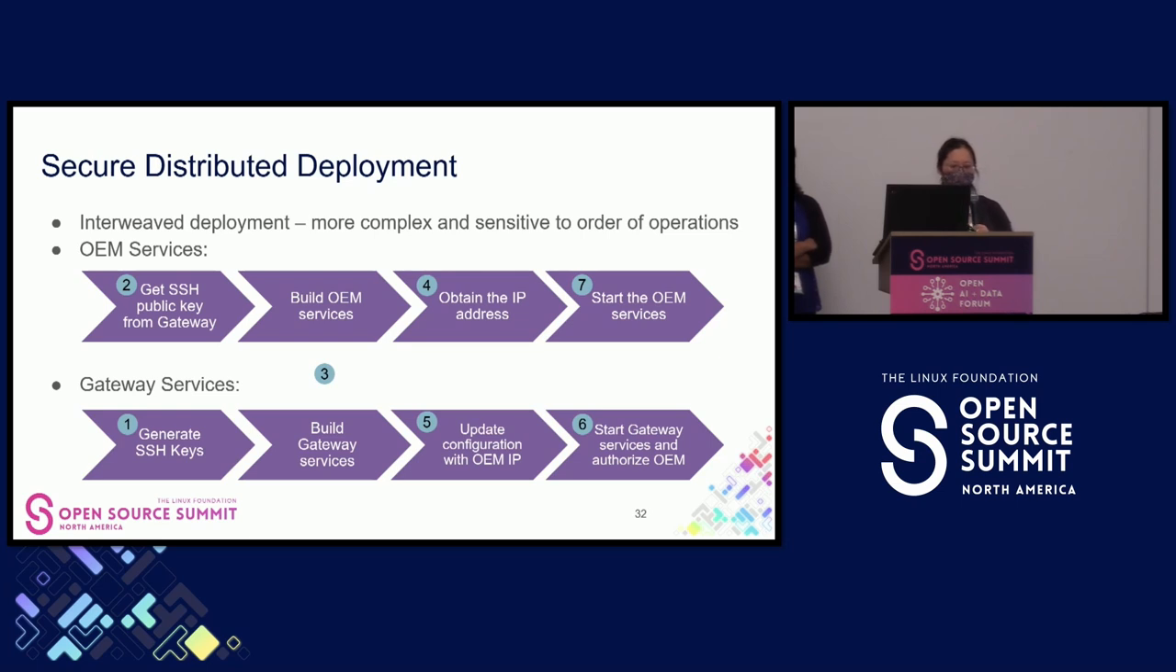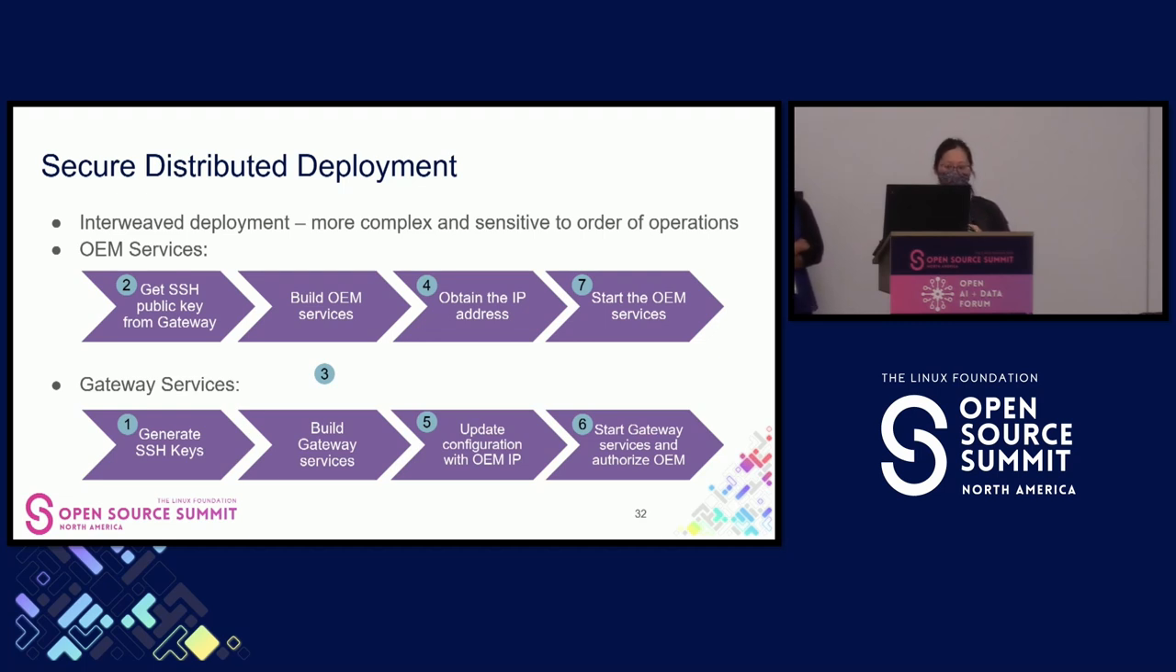So in order to do the deployment, we'll start on our gateway side, and we have to generate SSH keys. This is just a make target that we can use to help us generate the keys. From there, number two is to get the public key from the gateway so that the SSH tunnel can be created. Number three, now that we've changed our deployment, we have Docker containers on both the OEM and gateway side. So we just need to build these services using the make target.